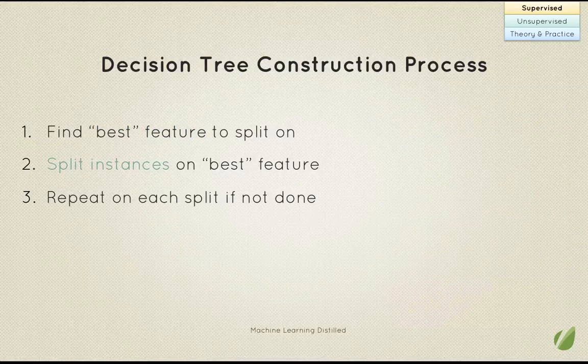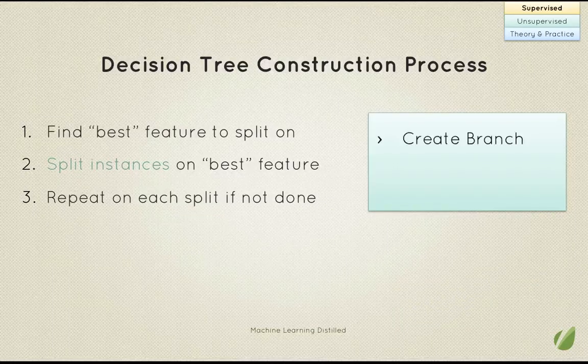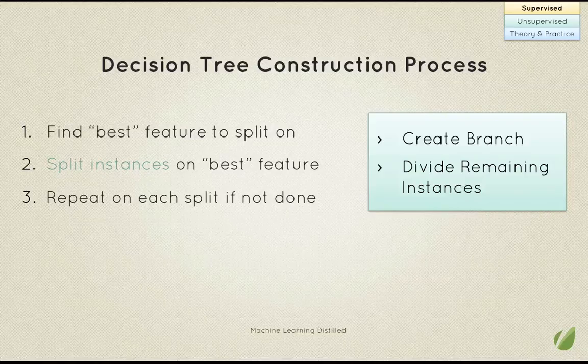Next, we're actually going to split those instances using that feature. What that means is we're going to create a new branch and divide the instances using that rule that we've just found.